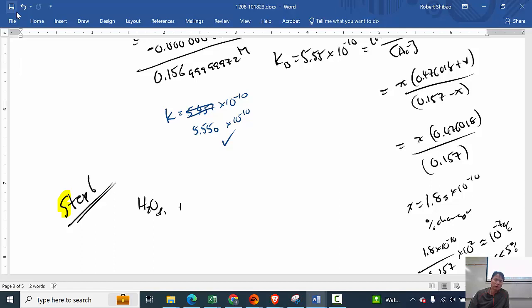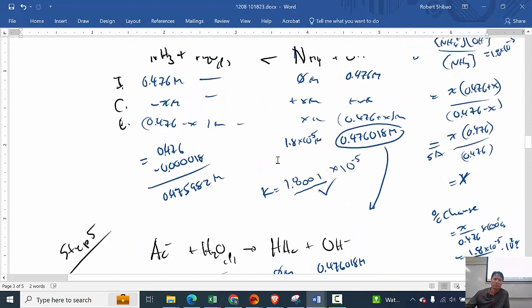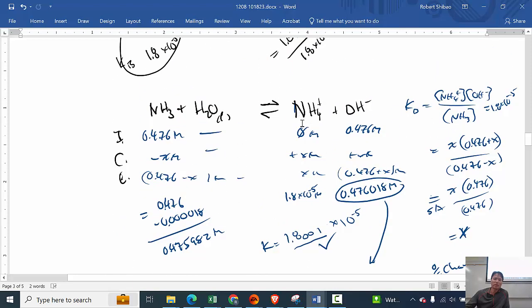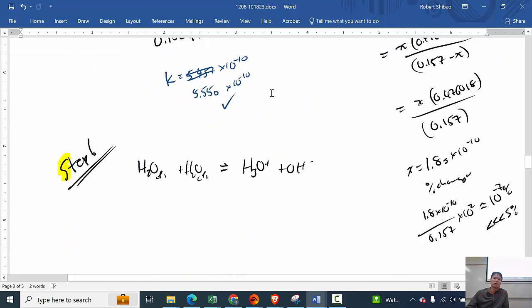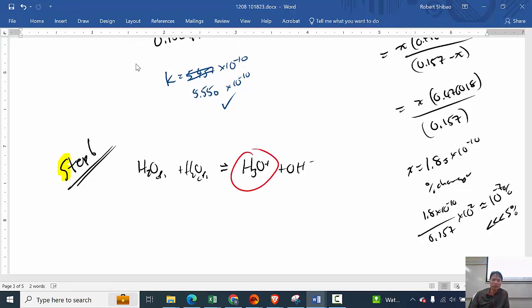Well, if we did water plus water, what do we form? Hydronium and hydroxide. But if I think about hydronium, acetic acid should produce a lot more hydronium than water. All right, and I have some acetic acid from the previous step. Not only that, ammonium is another acid. So when I look at hydronium, there are better producers of hydronium. For example, acetic acid produces more hydronium than water, and ammonium produces more hydronium than water.